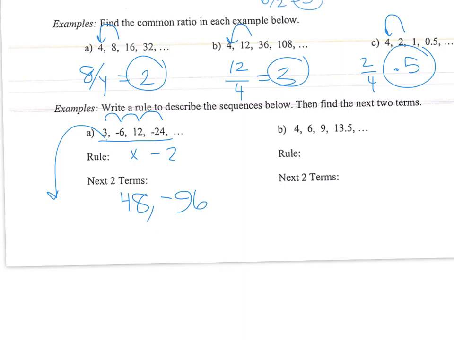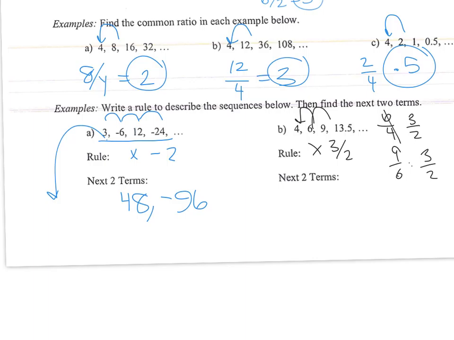And then over here, the numbers are going up, so I'm going to check. If I go from 4 to 6, I'm adding 2. But if I go from 6 to 9, I'm adding 3. So now I'm going to check to see if 6 over 4, which is 3 halves, is the same as 9 over 6, which is 3 halves. Yes, it is. So I'm multiplying by 3 halves.